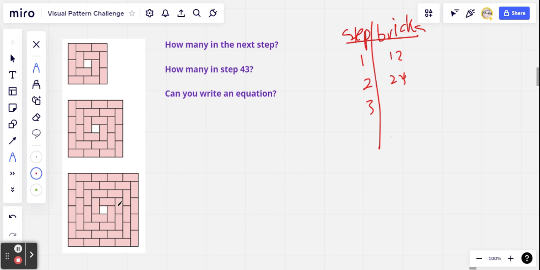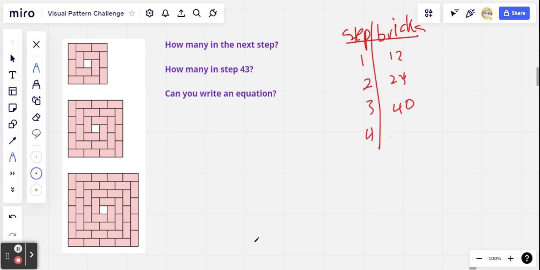How about step 3? So there's our first layer, second layer, third layer, and then we add 1, 2, 3, 4, 5, 6, 7, 8, 9, 10, 11, 12, 13, 14, 15, 16. So adding 16 to that would give us 40.